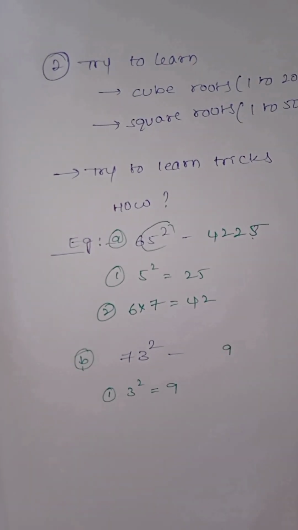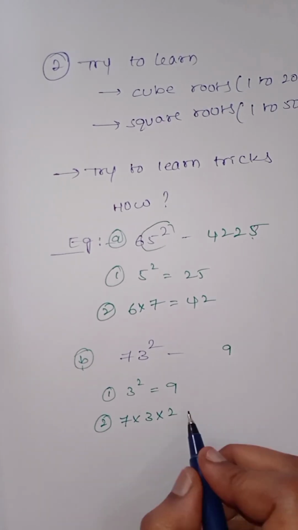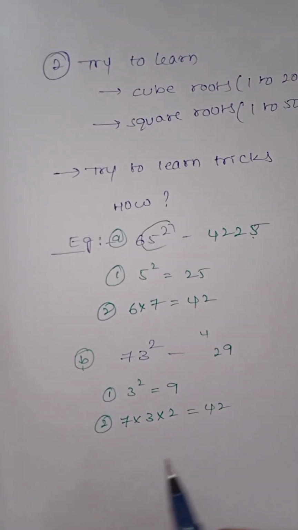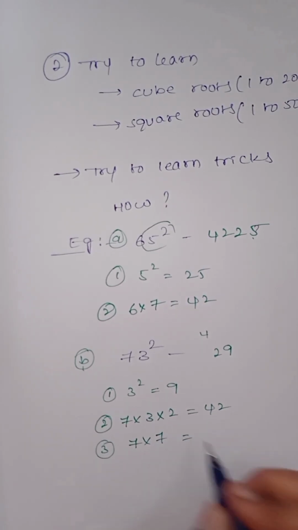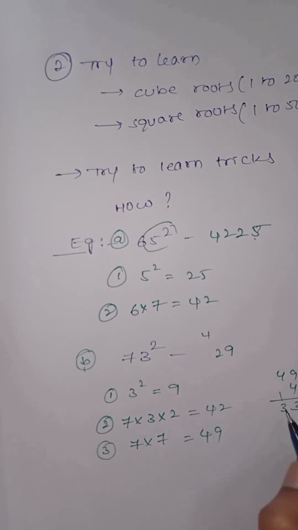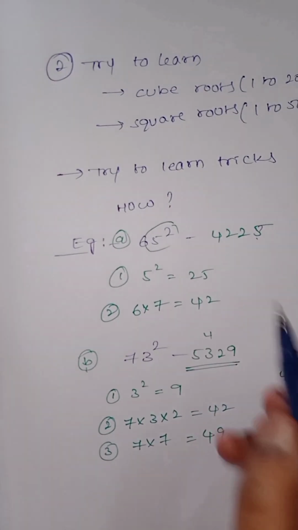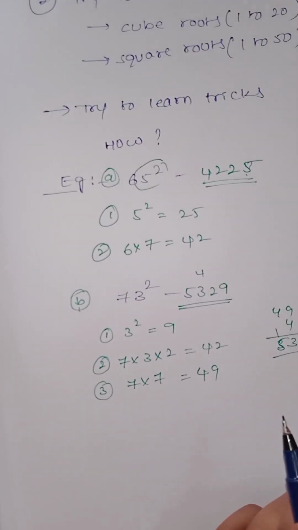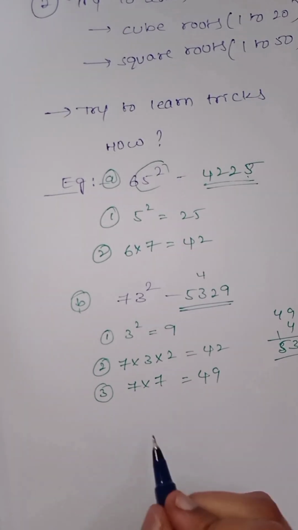And I will give another example. 73 square. How can you solve this type of value? I will tell you. We take 3 square at the end of the number, and in step 2, multiply all three values, like 7 into 3 into 2, we get 42, right? And step 3, in the tens place take the value itself and multiply with itself, like 7 into 7, you get 49, right? You can add 49 and 4, we get 53, and we put it in front of the obtained number.